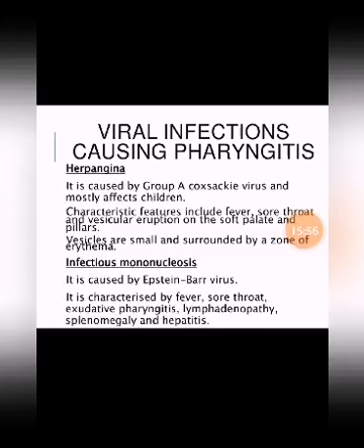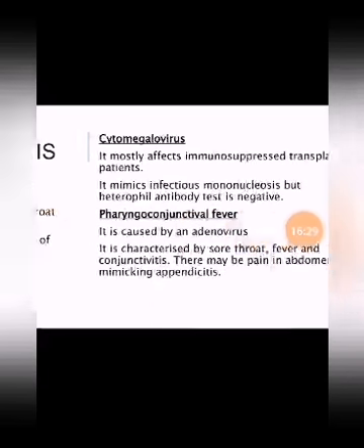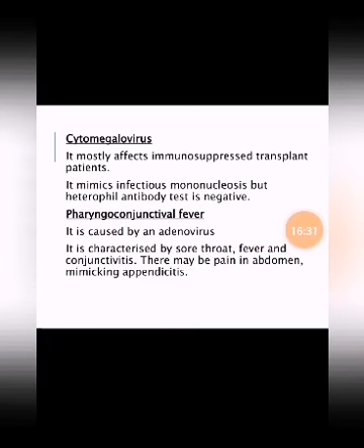Another viral cause is infectious mononucleosis, caused by Epstein-Barr virus, a DNA enveloped virus. It has fever and sore throat, and exudative pharyngitis is the most common finding in infectious mononucleosis, along with lymphadenopathy, splenomegaly, and hepatitis. Here are some additional symptoms in infectious mononucleosis. In herpangina there is no exudative pharyngitis, lymphadenopathy, splenomegaly, or hepatitis, but there are vesicular erosions on the soft palate and palate.